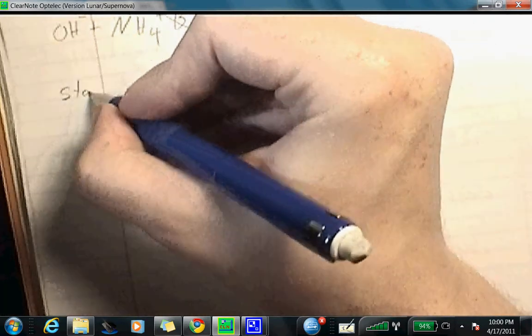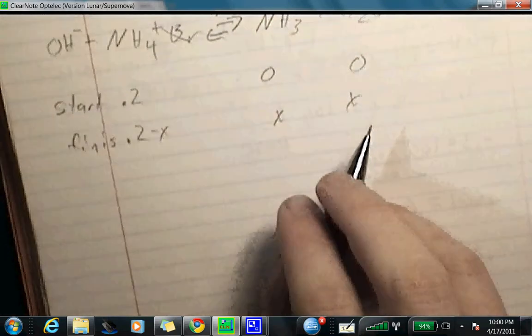This is going to be, at the start, 0.2, 0, 0. At the finish, 0.2 minus x, x, x. That's separating products from reactants.